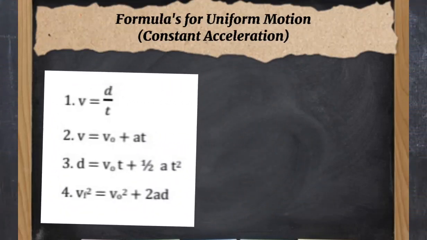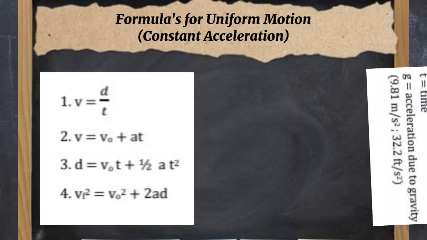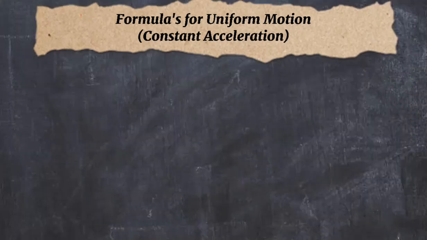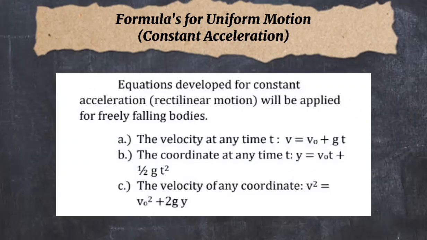These are the formulas for uniform motion, where d is equal to distance, v is equal to velocity, v sub o is equal to initial velocity, a is equal to acceleration, t is equal to time, g is equal to acceleration due to gravity. If the movement of the object is upward, we will use the negative value of acceleration due to gravity, and vice versa if it is moving downward. You can use these formulas depending on what you need to solve. In free fall, we are using the value of g instead of a, since g is the acceleration due to gravity.